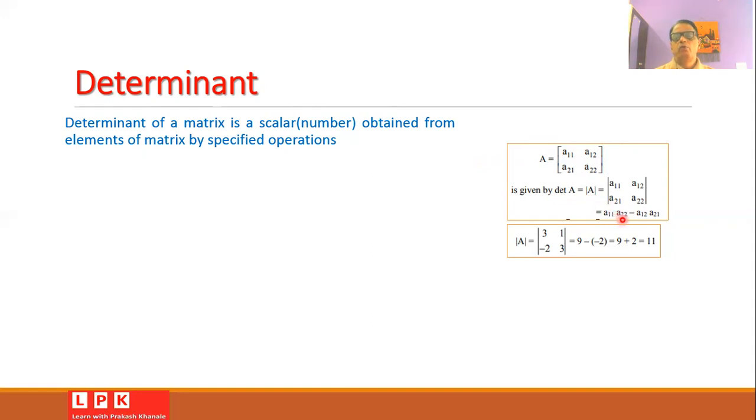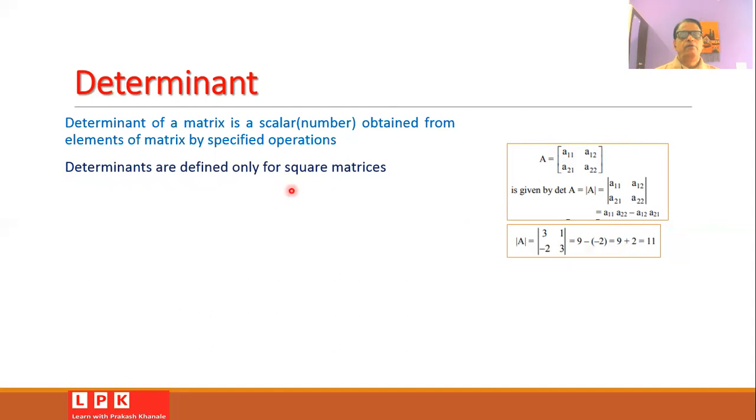This is nothing but A11 into A22, so we take the diagonal multiplication, minus A12 into A21. For example, if we have been given a matrix 3, 1, -2, 3, then we can obtain the determinant of this matrix as 3 into 3, 9, minus (-2). So this is nothing but 11. Whenever we obtain the determinant of a matrix, you get only one number.